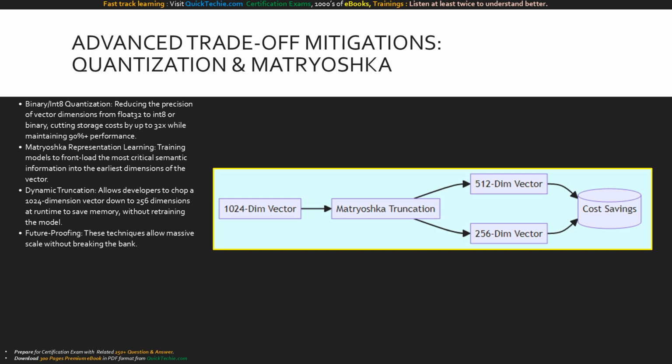Second is matryoshka representation learning. Like nesting dolls, these models are trained to pack the most critical semantic meaning into the very first dimensions of the vector. This means you can dynamically truncate an expensive 1024-dimension vector down to 256 dimensions right before storing it, drastically cutting costs with negligible performance loss. Master these trade-offs, and you master enterprise AI.